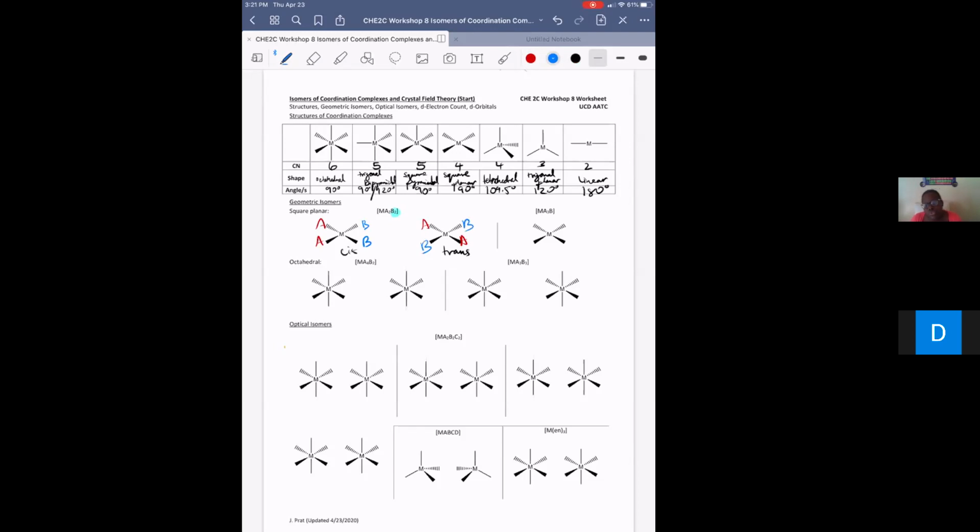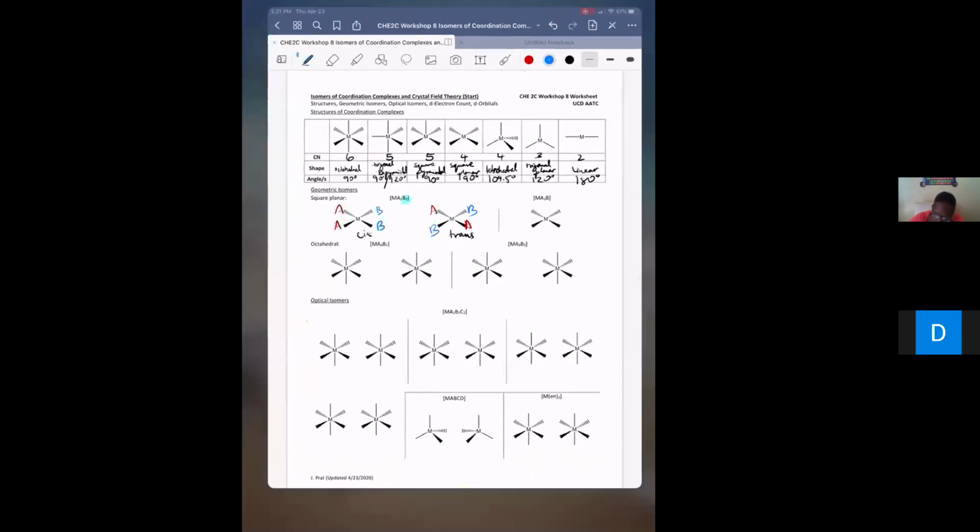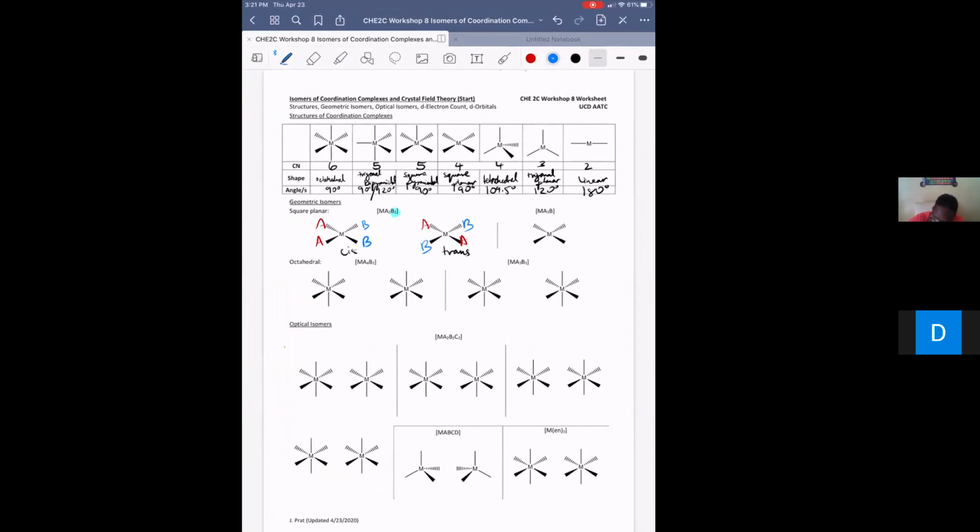So that's if we have 2 of each type of ligand for our square planar geometric isomer. If we have 3 of one type of ligand and 1 of the other, there's only 1 possible isomer. So in this case, we can have 1 B ligand and 3 A ligands, and this would be only 1 isomer, right? So that's our square planar geometric isomer.